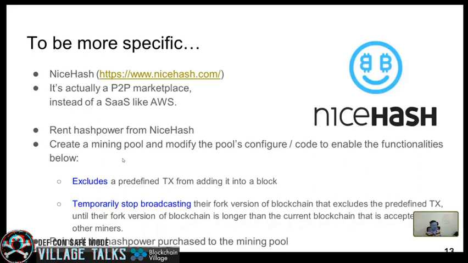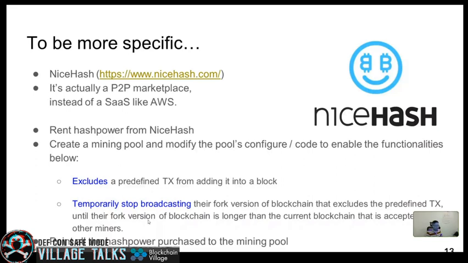You want the node to do something that you want it to do, right? So you have to trace the code and modify the code, to exclude a predefined transaction from being added to a block. And then you will also have to enable it to temporarily stop broadcasting the fork version of the blockchain and temporarily hold it, and then it can broadcast it when it's longer than the current blockchain, or whatever you want it to broadcast.